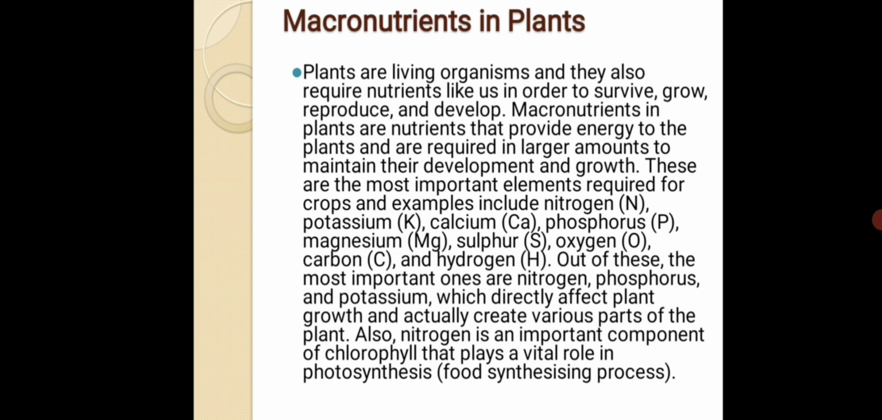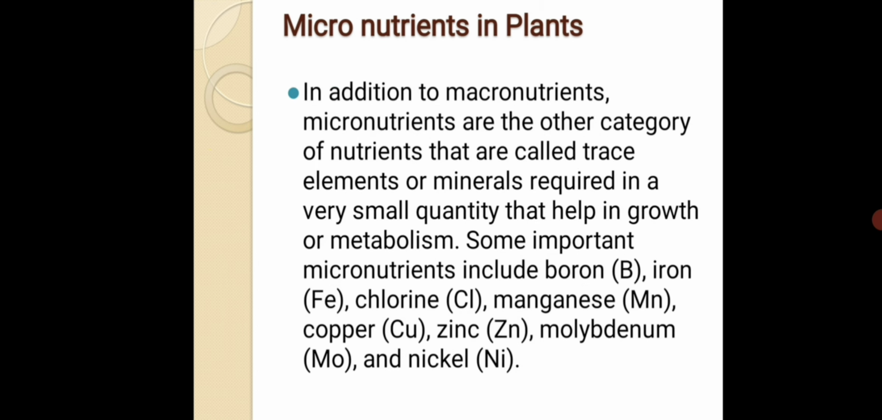Then macronutrients in plants. Macronutrients provide energy to the plants for growth and development. Most of the important elements required for the crops are nitrogen, phosphorus, potassium, calcium, magnesium, oxygen, carbon, and hydrogen. Oxygen, carbon, and nitrogen are essential for growth and development. In addition to the macronutrients, there is another category, micronutrients, which are needed in lesser amounts for other metabolic activities like grain filling, tillering, and growth. Such important micronutrients are boron, chlorine, manganese, copper, zinc, molybdenum, and nickel.